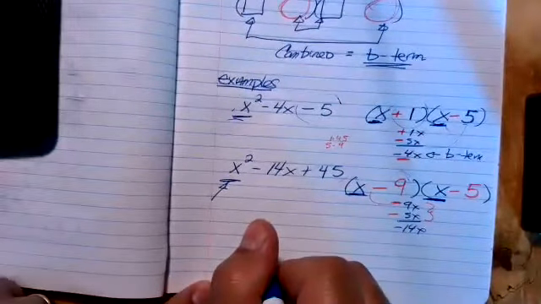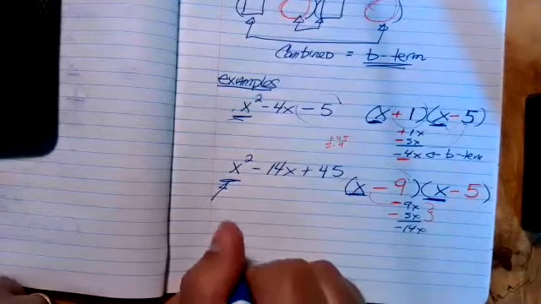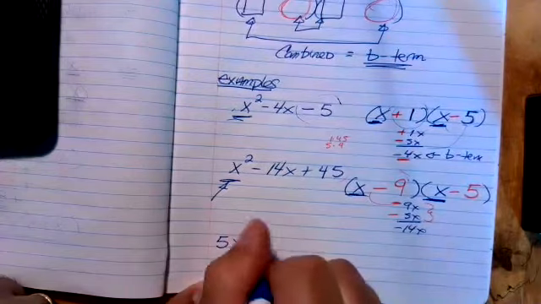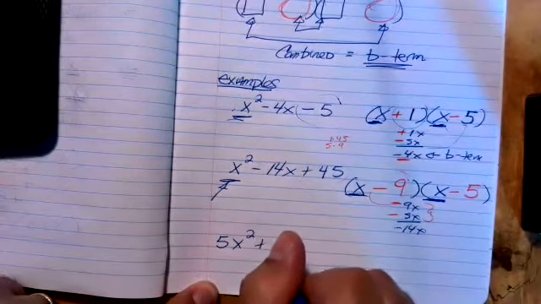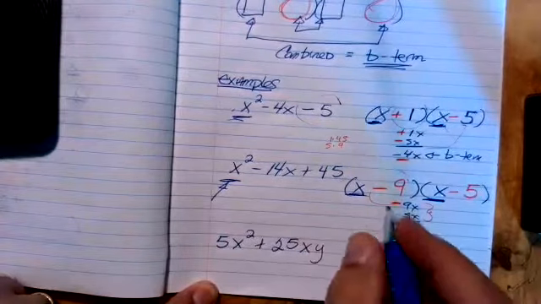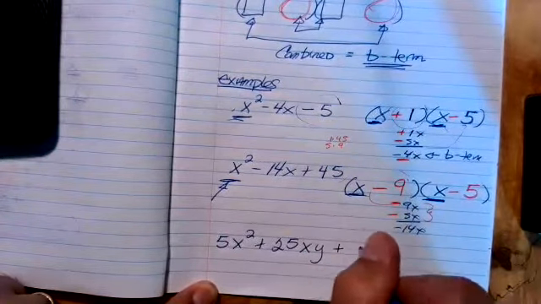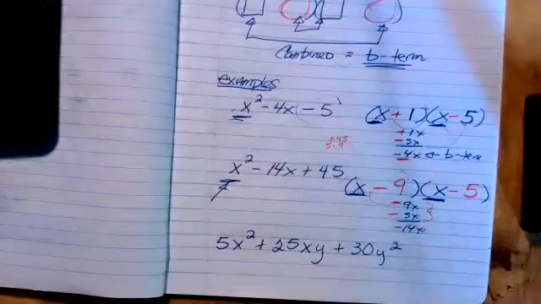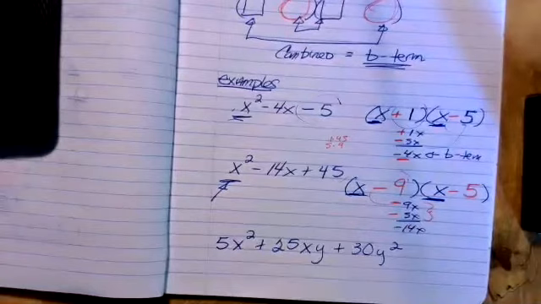Let's look at this one. Let's make a more challenging one here. 5x squared. I just made it up, so hopefully it works. 25xy plus 30y squared. We're going to take a second and look at that one.